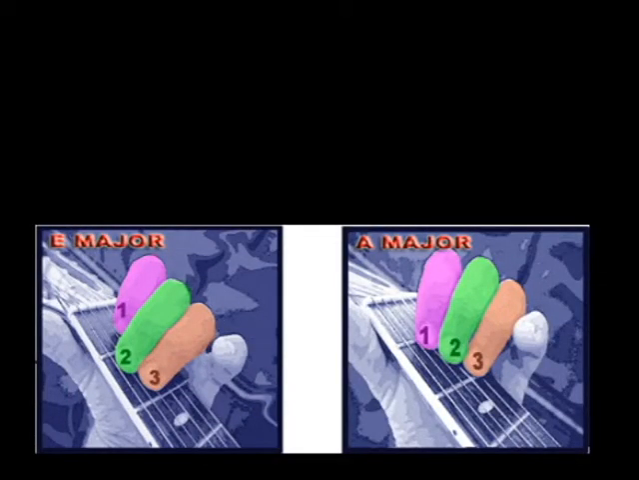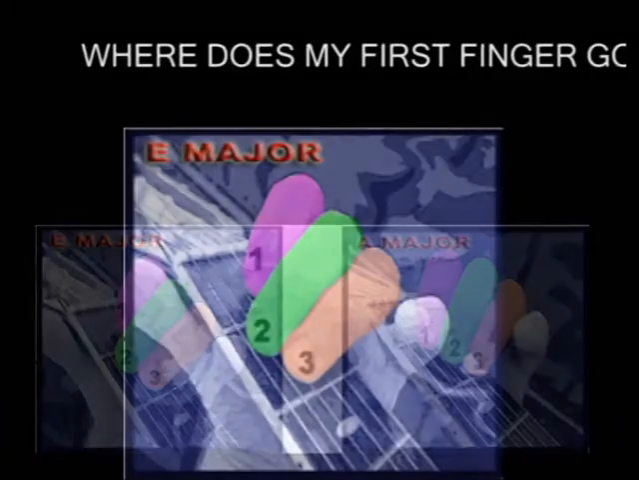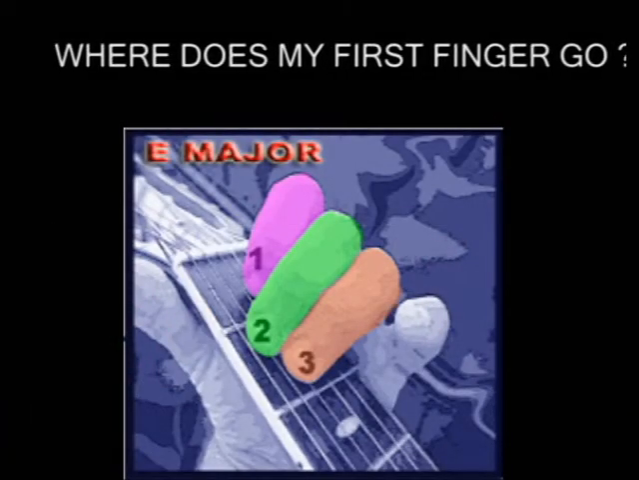Here, we can hone in on this detailed type of thinking. Notice how the fingers have been colored to impart the concept that each one of these fingers is the individual member of a team. Take a second to cycle back and forth between the E and the A. Notice what each of your fingers does during this process. There's no hurry, there's no rush, there's no time constraints. E, A, E. Now let's take a second to visualize E major.